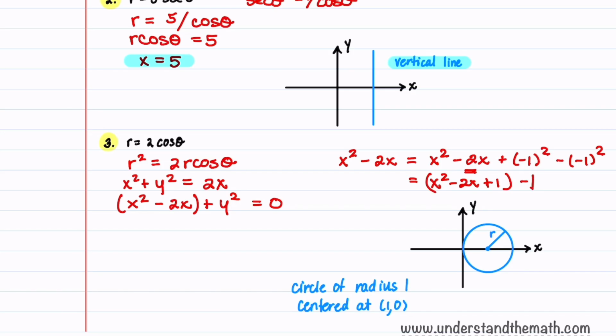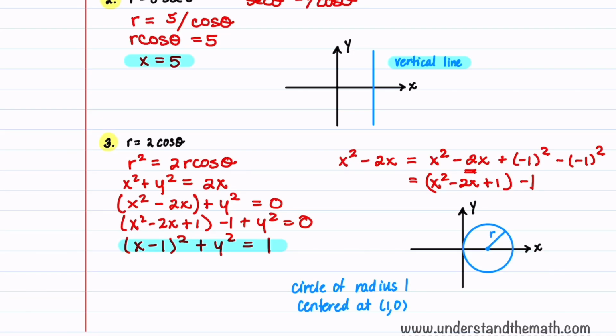Let's plug that in. This is x squared minus 2x plus 1 minus 1 plus y squared is equal to 0. The x's we can combine to be x minus 1 quantity squared, and then we have our y squared, and our 1 can go over to the right-hand side and be equal to 1. This equation is now in a form that we recognize. This is the equation for a circle of radius 1 centered at the point 1, 0.